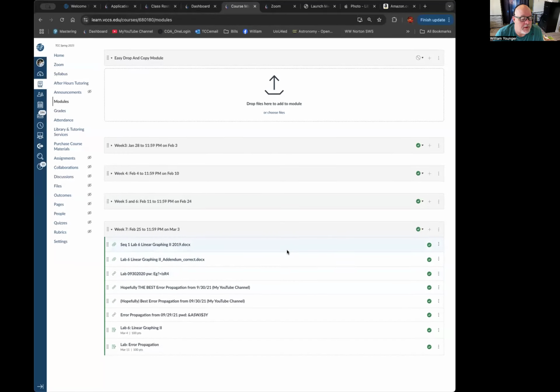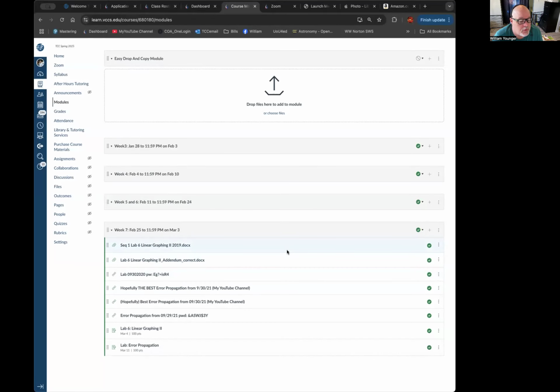So you're now looking at week seven, and you'll see sequence one, lab six, linear graphing two, 2019. You can ignore the year. Basically, we usually update it, and I don't necessarily change the date on it, which I should. But I have a master file where I keep the newest dated ones. We also have in that area a file that says Lab 6 Linear Graphing 2 Addendum. So that's the addendum that you use to convert this lab, which is what you're actually doing, to a lab that you can do at home.